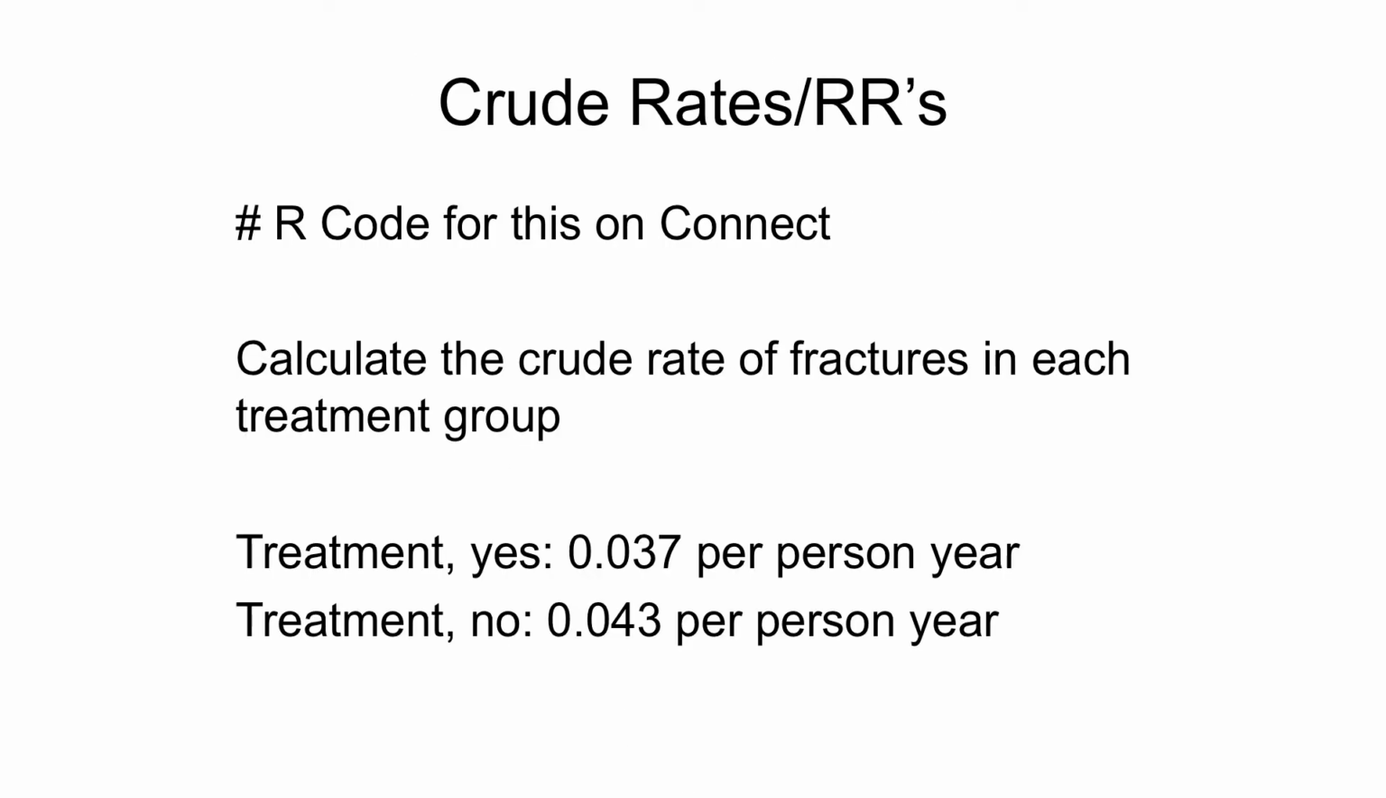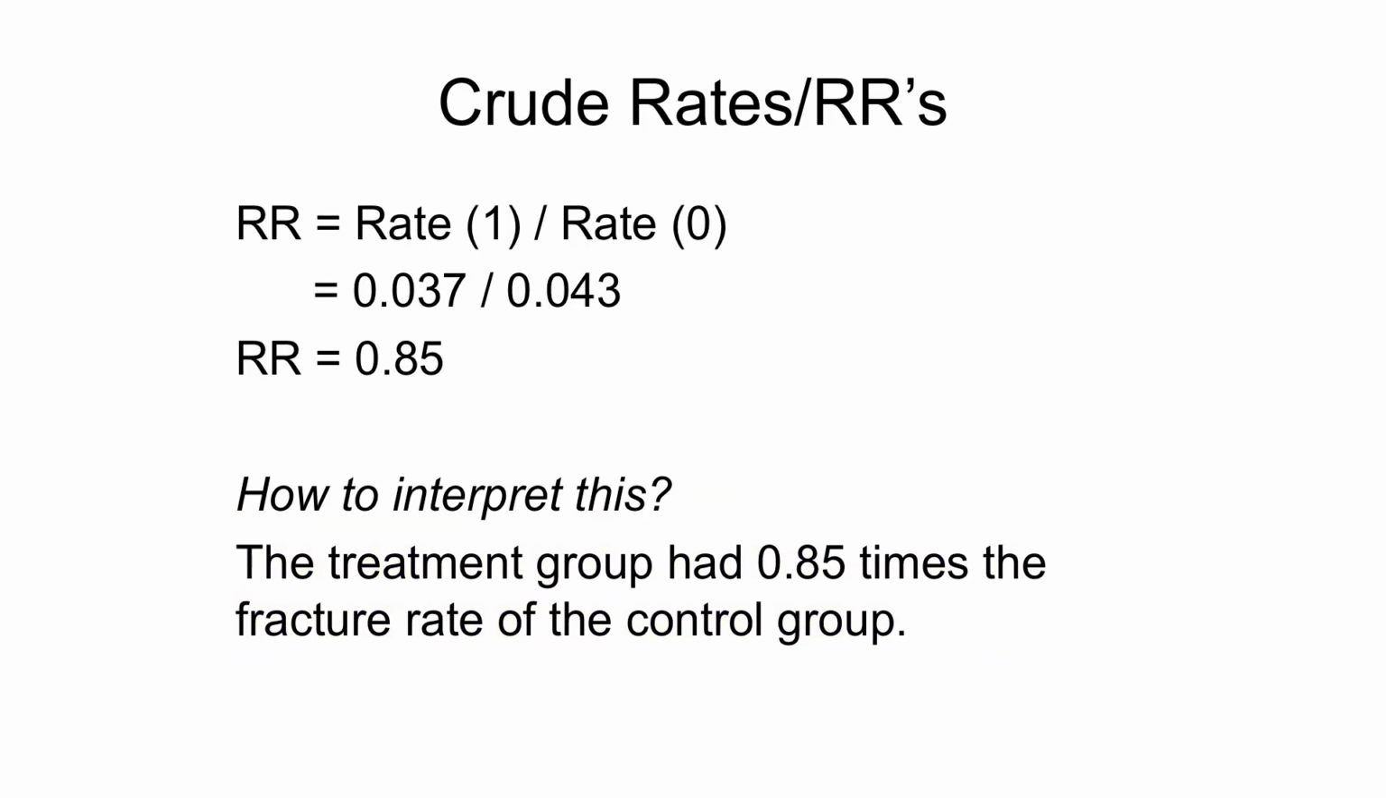Using the R code provided, we can calculate the crude fracture rate for each of the treatment groups, yes versus no. Within the treatment group, the rate is 0.037 per person year, or 3.7 per 100 person years. With the controls, the rate is 0.043 per person year, or 4.3 per 100 person years. To get the crude rate ratio, we simply divide the rate for the treatment group by the rate for the control group. So this would be 0.037 divided by 0.043, which equals 0.85.